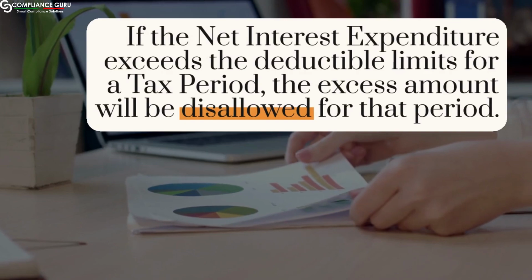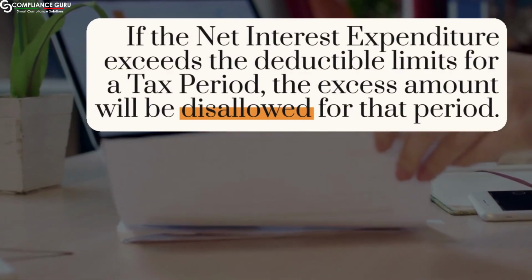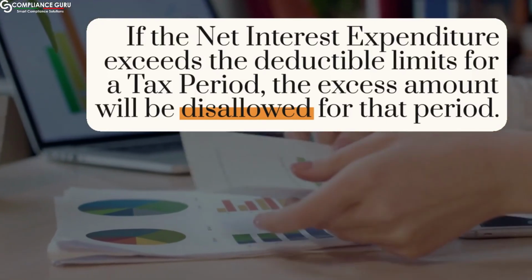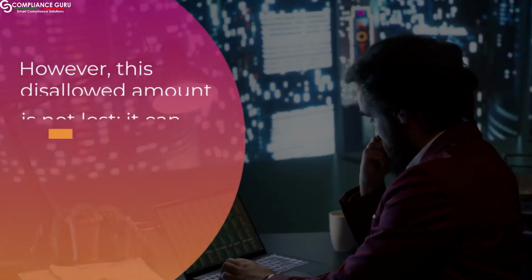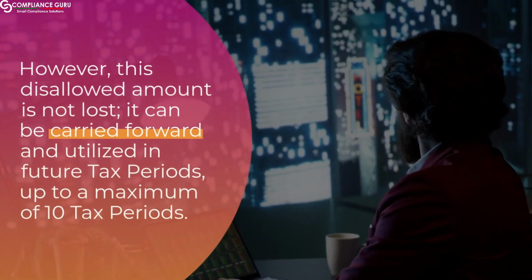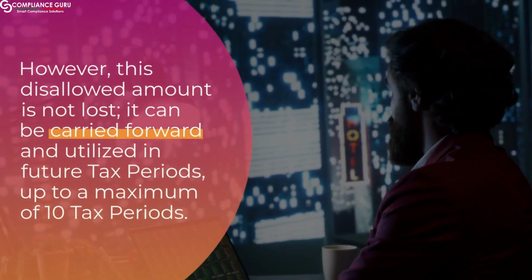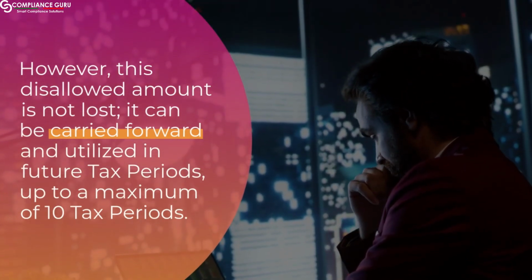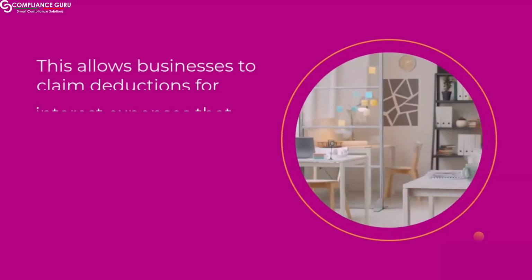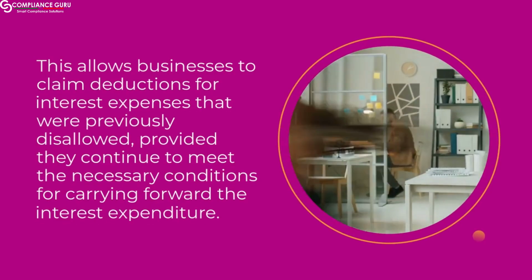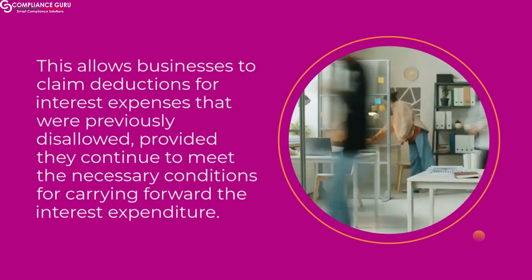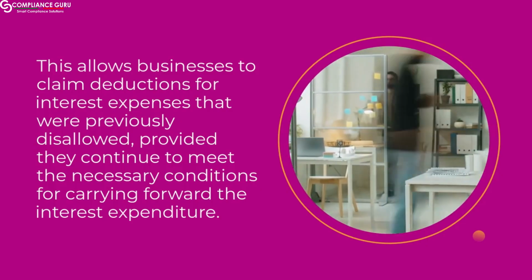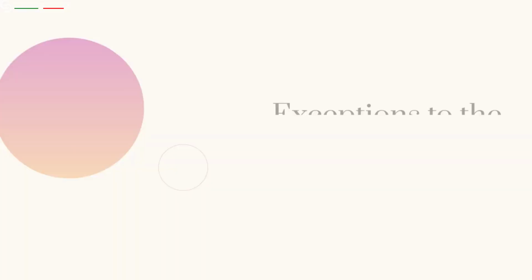Carry forward of disallowed interest expenditure. If the net interest expenditure exceeds the deductible limits for a tax period, the excess amount will be disallowed for that period. However, this disallowed amount is not lost. It can be carried forward and utilized in future tax periods, up to a maximum of 10 tax periods. This allows businesses to claim deductions for interest expenses that were previously disallowed, provided they continue to meet the necessary conditions for carrying forward the interest expenditure.